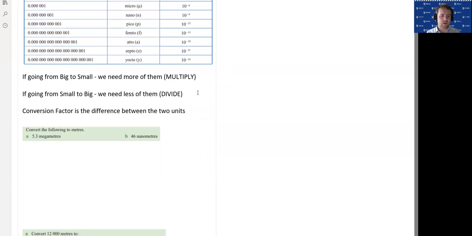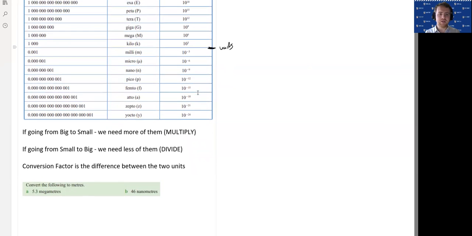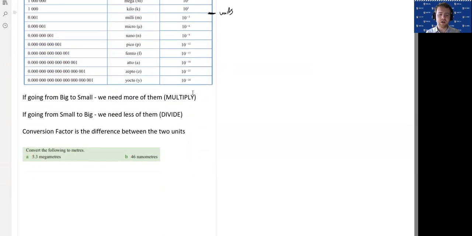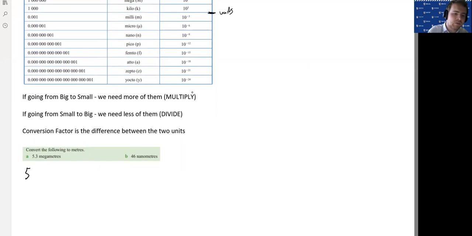Alrighty, so converting the following to meters. So we're going from megameters to meters. Megameters are bigger, so we're going from big to small. We're going to need to multiply. And then let's look up from units. It's 10 to the 0 to 10 to the 6. So we're going to need to multiply 5.3 times 10 to the 6. Okay, it will give us the number of meters that we have.